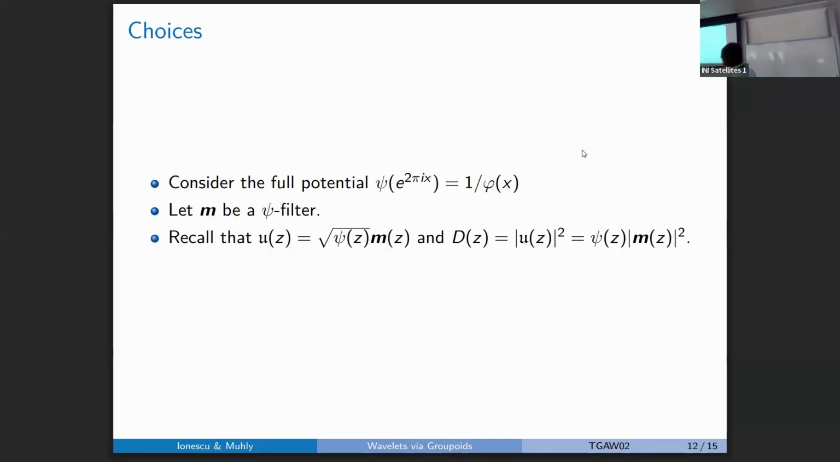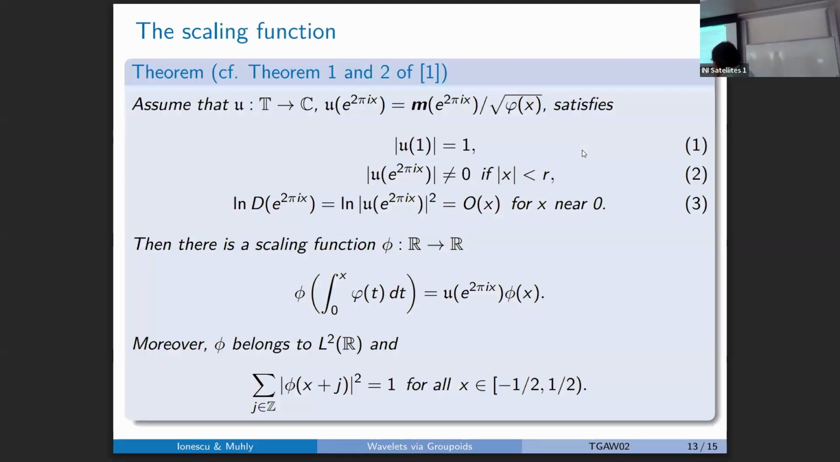So again, the choices that we make, so the potential, we need a potential to define measures, and that's a natural one. It's 1 over phi of x that interacts nicely with the Lebesgue measure on the torus. And now we pick a psi filter. And again, this is just to record the notation. U was this product and D was the square root of U. And basically, this is our generalization of Mallat's theorem to this general context.